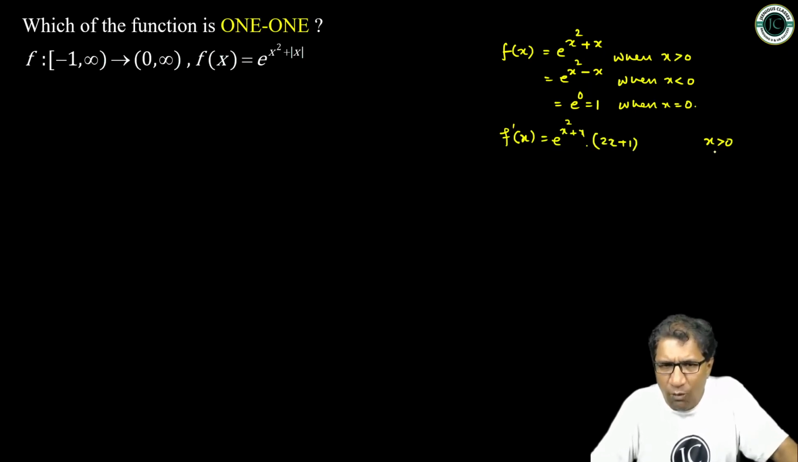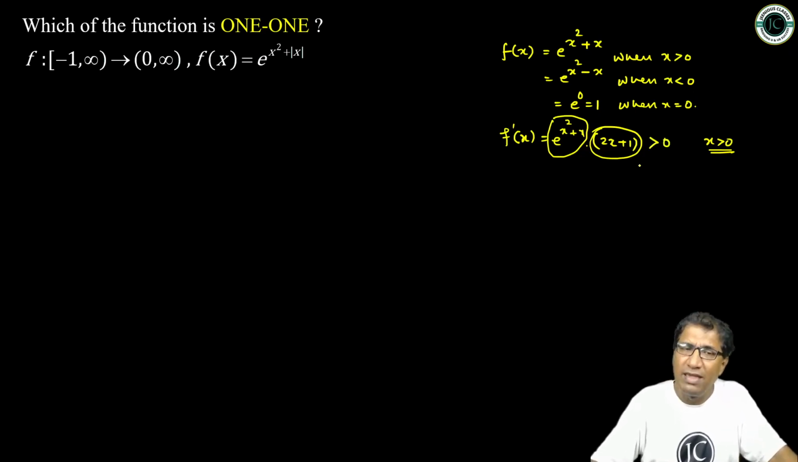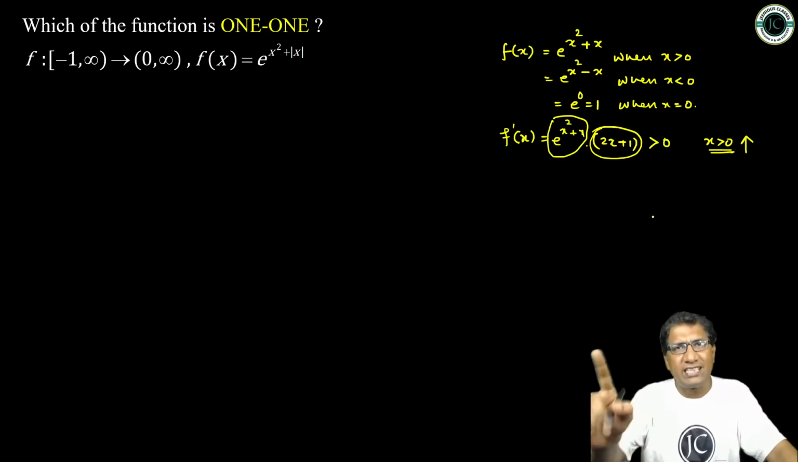Now children, look, when x is greater than 0, e to the power x square plus x is guaranteed to be always positive. And when x is greater than 0, 2x plus 1 is also positive. So the product is also greater than 0. Therefore, fx is an increasing function when x is greater than 0.